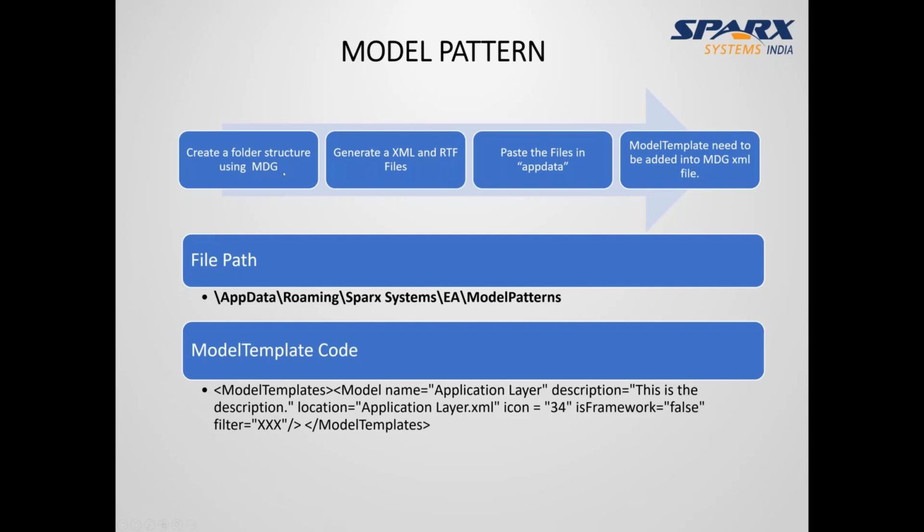Go ahead and open up a new repository and add in the MDG that we have created, and generate an XML and RTF file and paste that data into the app data. That is nothing but the file path that we have over here. And at last, you need to open up the MDG profile, okay? And you need to paste this model template. I'll just show you how to do that over here.